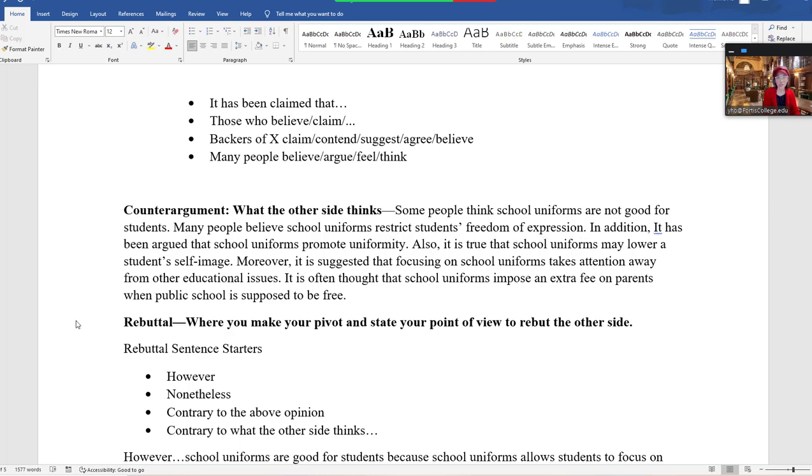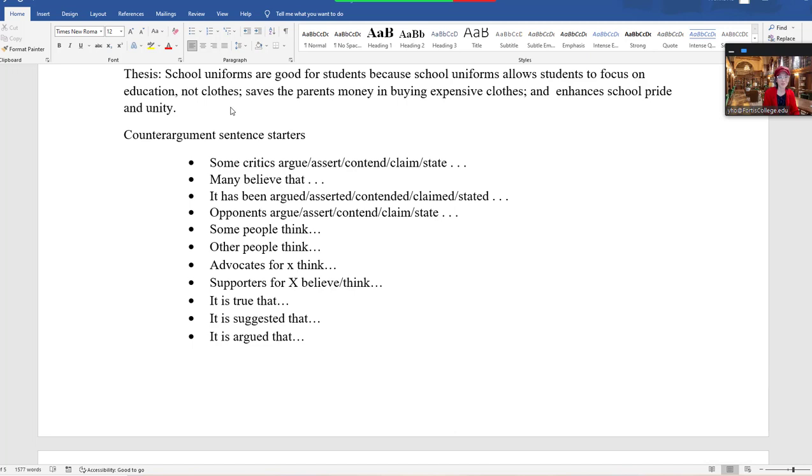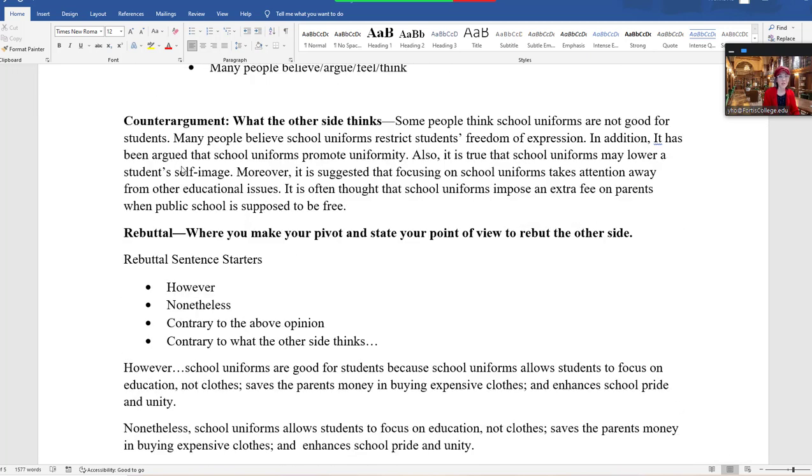In addition, it has been argued that, so this is all part of the sentence structure, it has been argued that student uniforms promote uniformity. Also, it is true that school uniforms may lower a student's self-image. Moreover, it is suggested that focusing on school uniforms takes attention away from other educational issues.